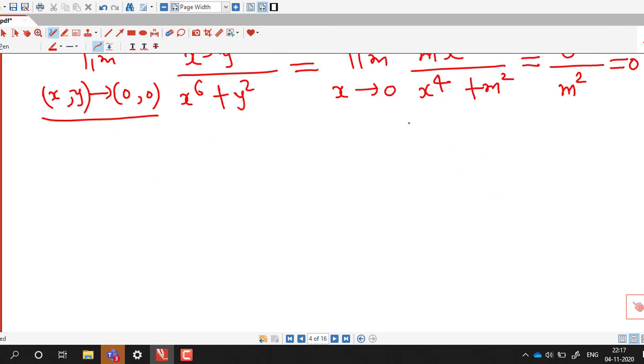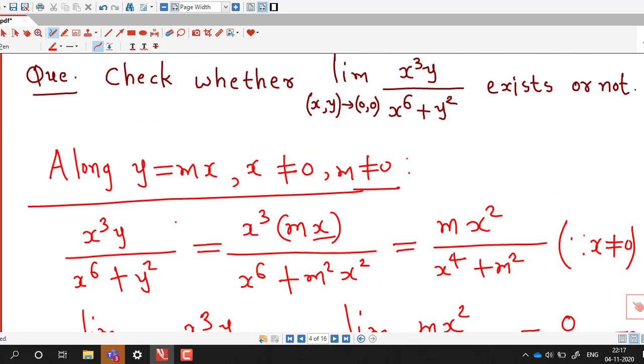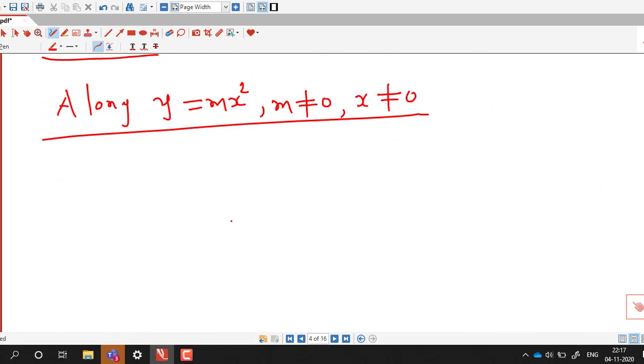So we try along parabolas. Along y equal to mx square, m is not equal to 0, x is not equal to 0. So first we examine what is our function along this path. Function is x cube y over x raised to 6 plus y square.